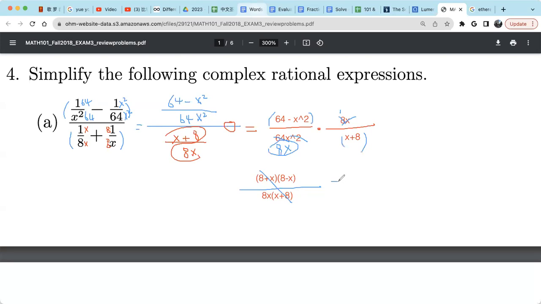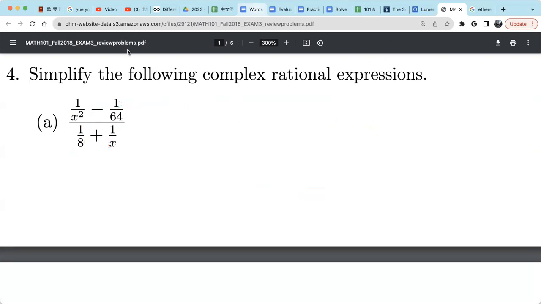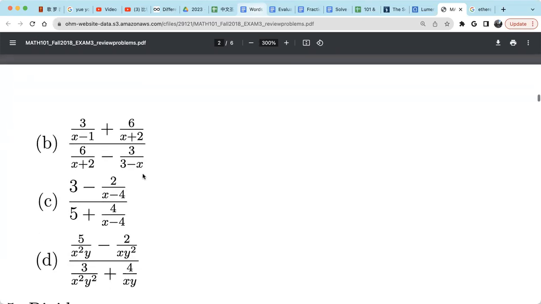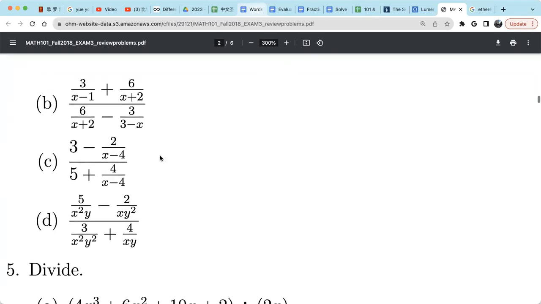If you truly want to simplify more, you do 8 divided by 8x, you get 1 over x. Then x divided by 8x, that's 1 over 8. You can write the answer in this one, or as one fraction, as 8 minus x divided by 8x. Either one is fine. Let's see B.